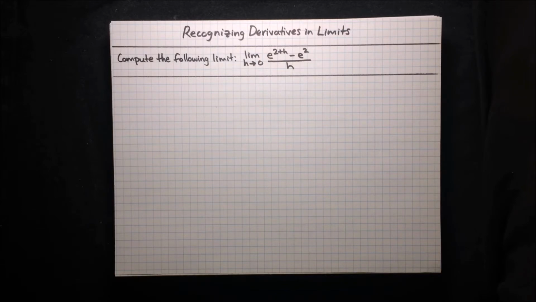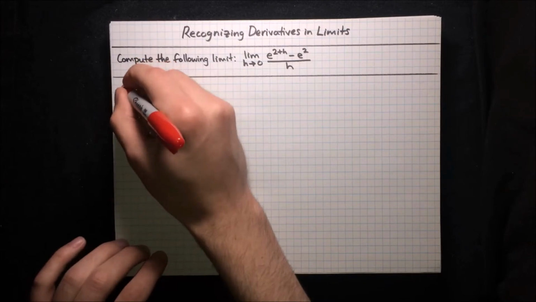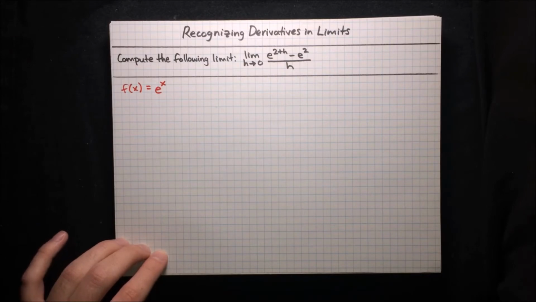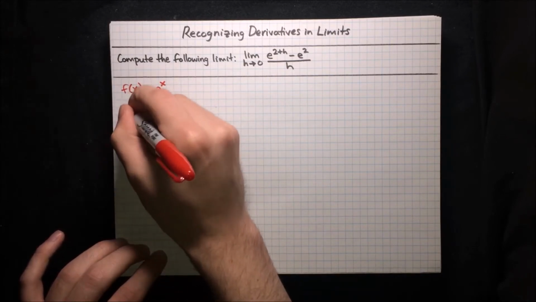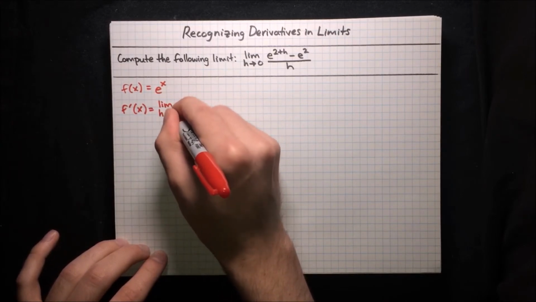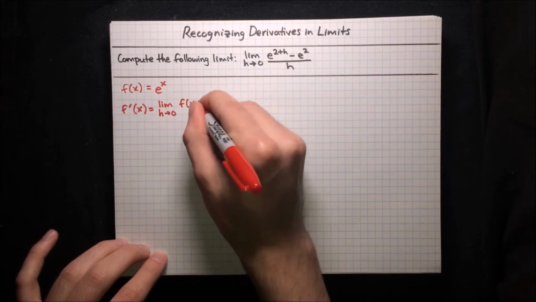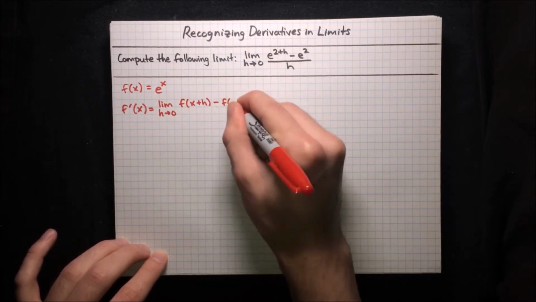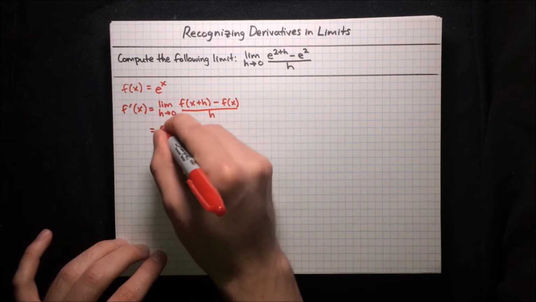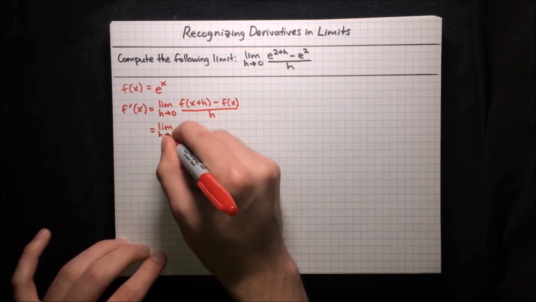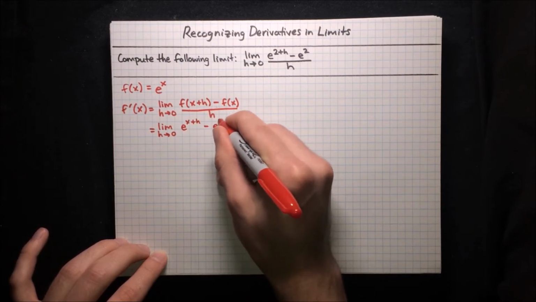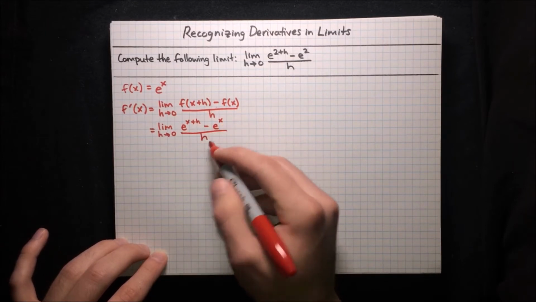To clarify, let's write this a bit more explicitly. Let's define the function f of x equals e to the x. Then using the definition of the derivative, we have that f prime of x is the limit as h approaches 0 of f of x plus h minus f of x over h. Now f is just the exponential function, so we can simplify this. This is the limit as h approaches 0 of e to the x plus h minus e to the x over h.